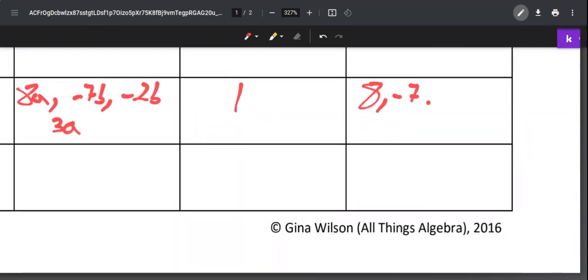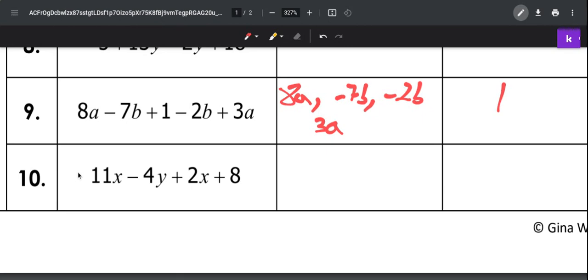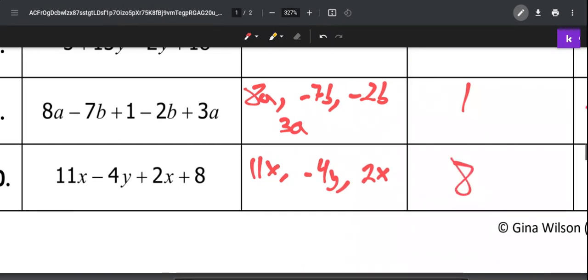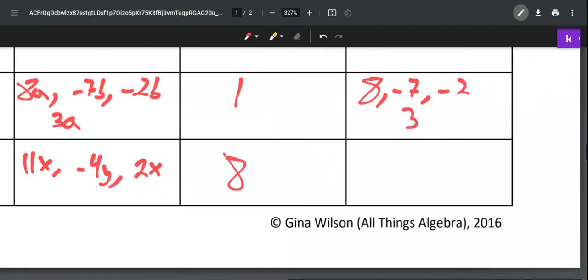All right, and then see if you could do 10 on your own, so you can pause this, but I'll go ahead and put the answers so you have them. 11x minus 4y, or -4y, 2x, 8 is the constant. And then let's see, the coefficients are 11, -4, and 2.